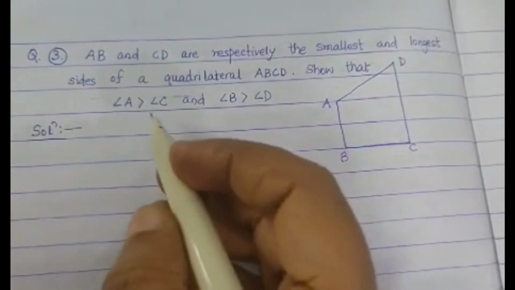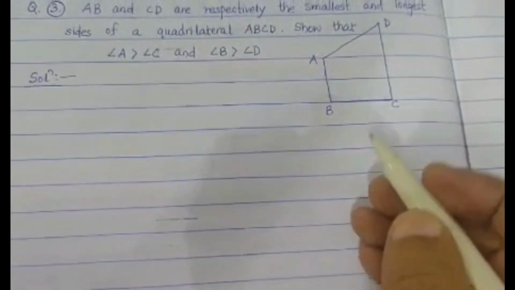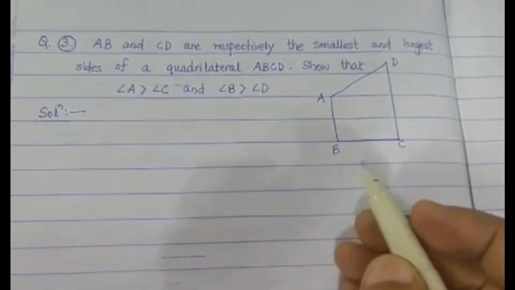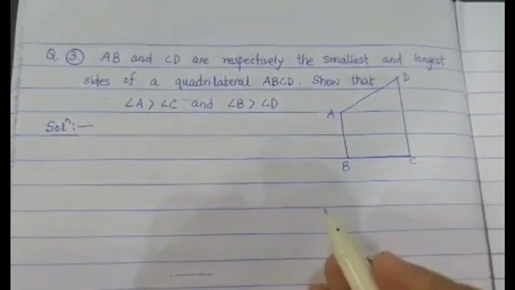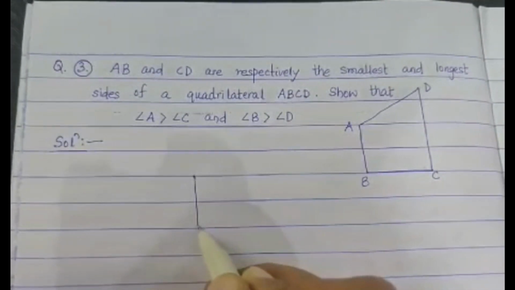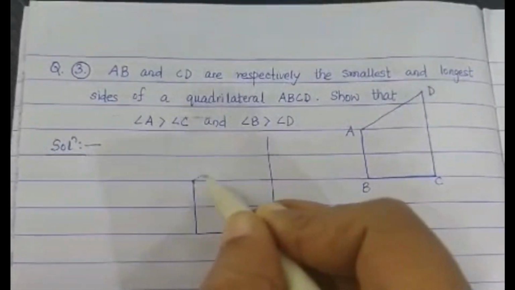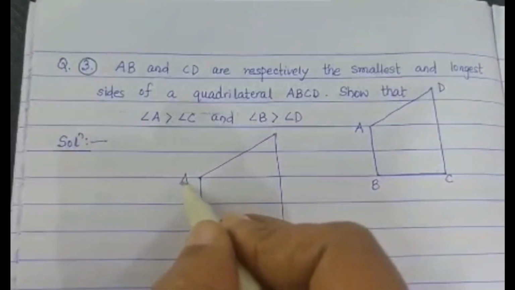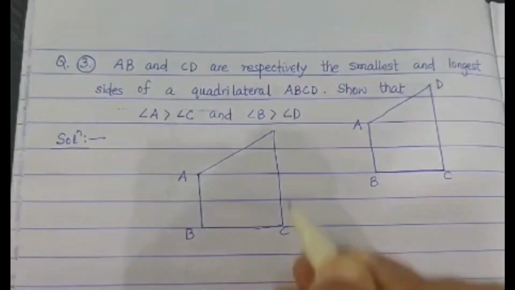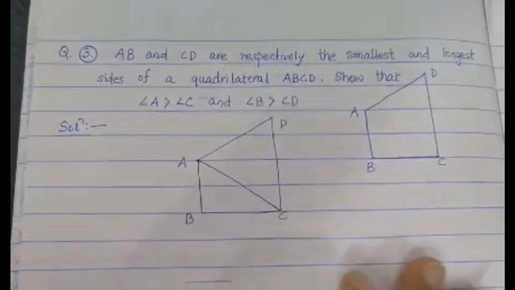Okay, so first of all, to prove angle A is greater than angle C, we will just join this AC. Let's draw another figure. This is A, this is B, this is C, and this is D. First of all, we will join this side AC.